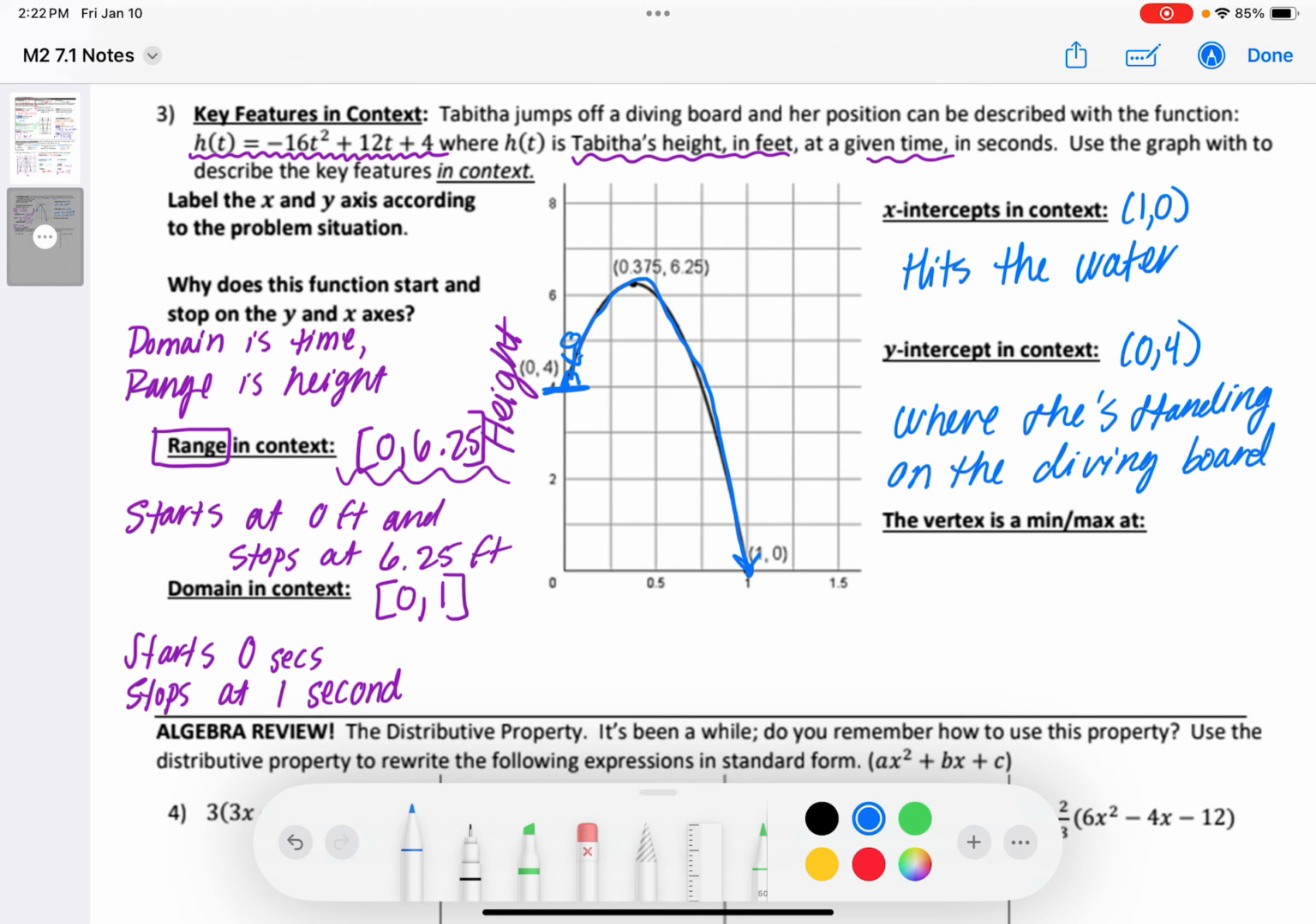But then the vertex is a minimum or a maximum at what? My parabola opens down, which means that I have a maximum point, a maximum at 0.375 for the x value and 6.25 for y. What that means in this context is that the x value represents time. So at 0.375 seconds, she hits a maximum height of 6.25 feet.